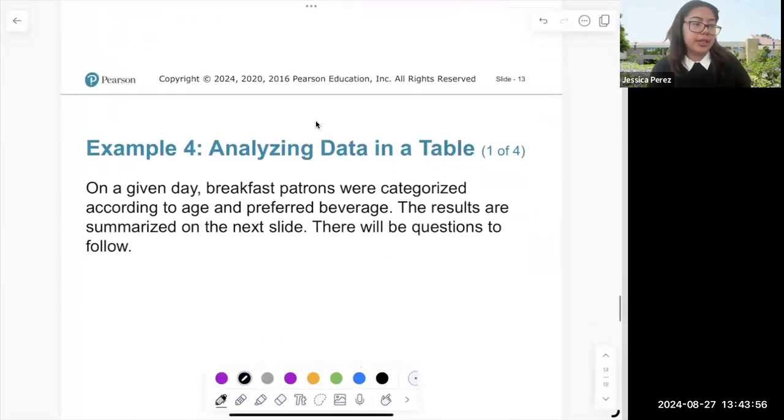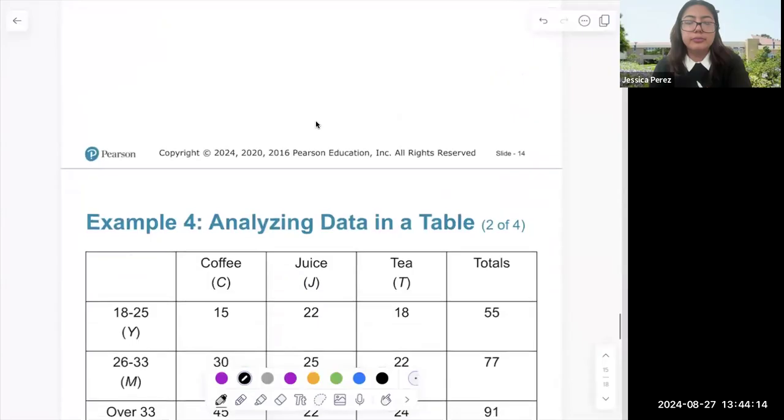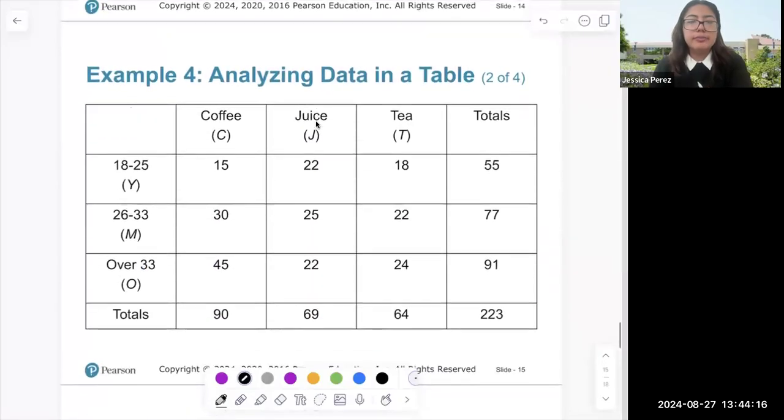The last example of the section is we wish to analyze data in a table. So let's read the problem. On a given day, breakfast patterns were categorized according to age and preferred beverage. The results are summarized on the next slide. There will be questions to follow. So this is the data. For the drinks, coffee, juice, and tea, we have Y, M, and O.